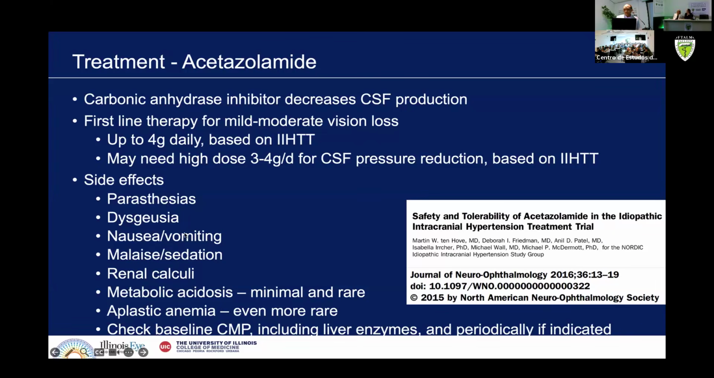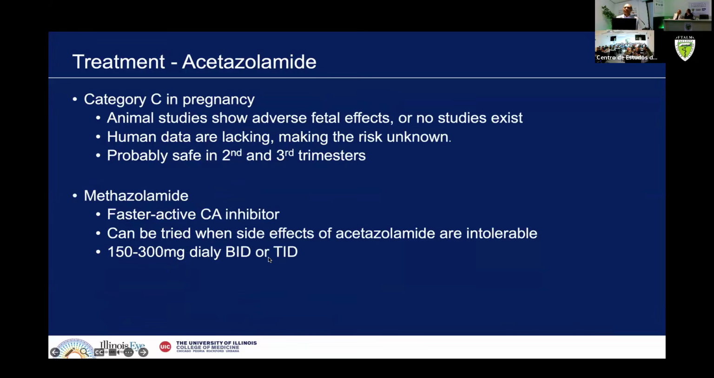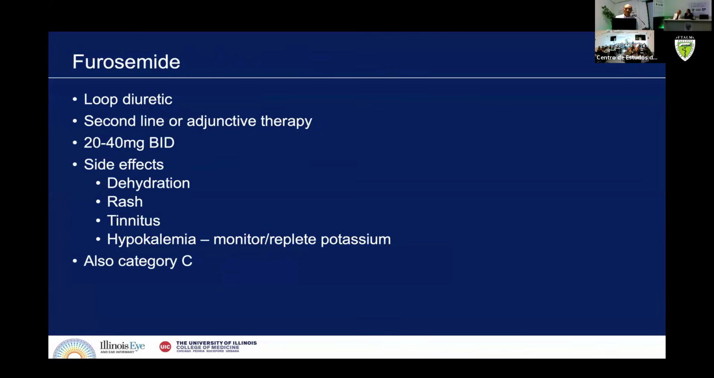But there's a number of side effects that I usually tell my patients about: paresthesias, dysgeusia. Importantly, this is category C in pregnancy. That being said, this has still been successfully used in many pregnant patients, even in the first trimester. Methazolamide is a similar drug with a slightly better tolerance, so sometimes I consider that in patients who don't tolerate acetazolamide. Furosemide is a second-line drug. It's a loop diuretic that's also category C. This can sometimes be combined with Diamox, but we have to watch for hypokalemia in particular.